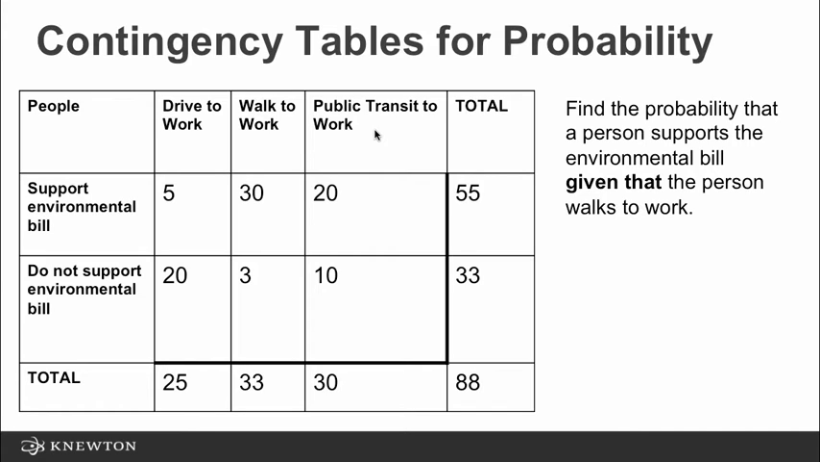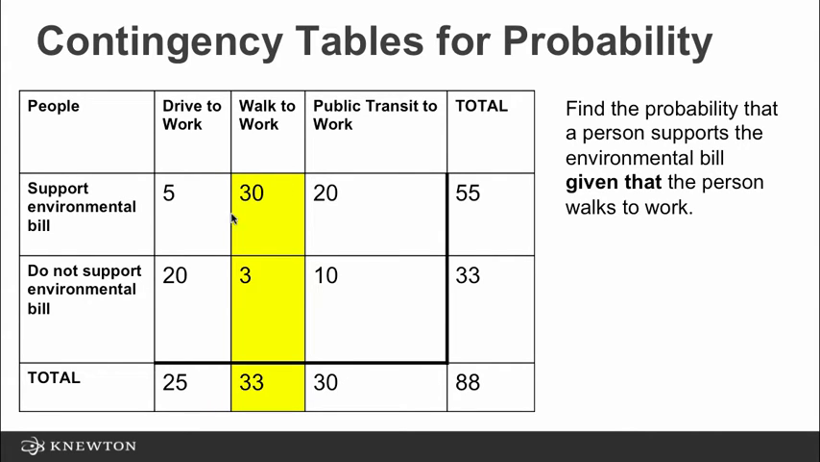So let's talk about ways that we can use this table to find probability. In this question, we're asked to find the probability that a person supports the environmental bill given that the person walks to work. So the key here is what we are given. We are given that the person walks to work. So what that means is that we only want to pay attention to the portion of the table that deals with people who walk to work. So here we find the column that says walk to work, and we just want to focus on that column for the rest of this problem. So here we've highlighted it.